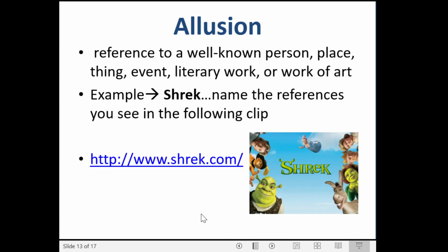Then we have allusion. A reference to a well-known person, place, thing, event, literary work, or work of art. For example, I'm not sure how many of you have seen the movie Shrek, okay? But it names and references everything that you see in the following clip. Let's hope that works. Yes, there's cookies.